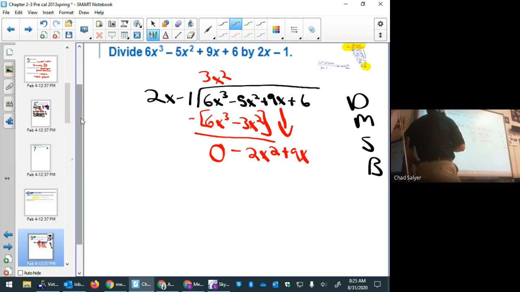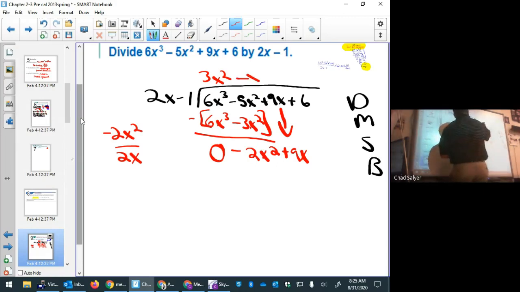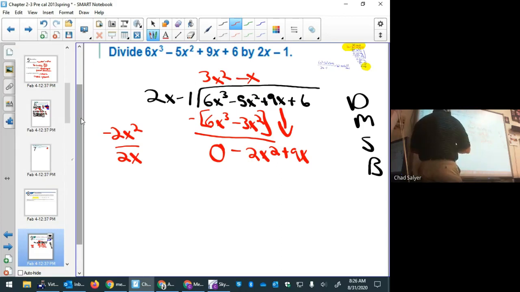Let me give you a hint. It would be just negative x. Very good. So now we multiply, and let's see. Who have I not called on recently? Mackenzie. What goes right here? Negative 2x, and then plus x.